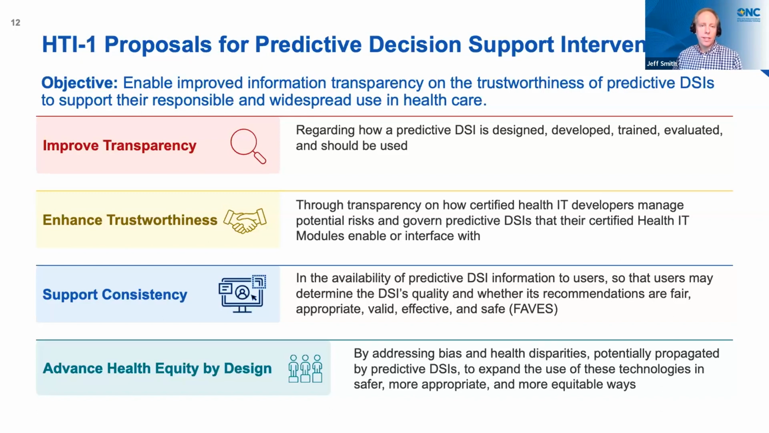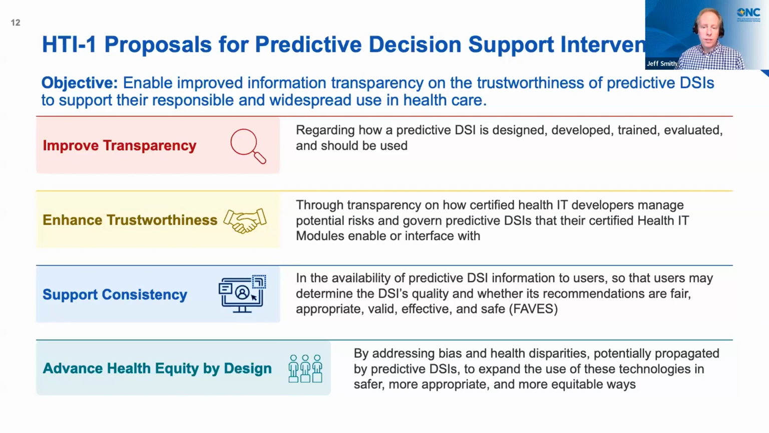But really the intent of these proposals was first and foremost to improve transparency on the quality of predictive decision support, and specifically on how the predictive decision support intervention was designed, how it was trained, how it was developed, and how it was evaluated and should be used. And we thought that if individuals and organizations had information related to how predictive DSIs were designed and trained and evaluated and should be used, this would improve trustworthiness. And this trustworthiness would then support its widespread use.